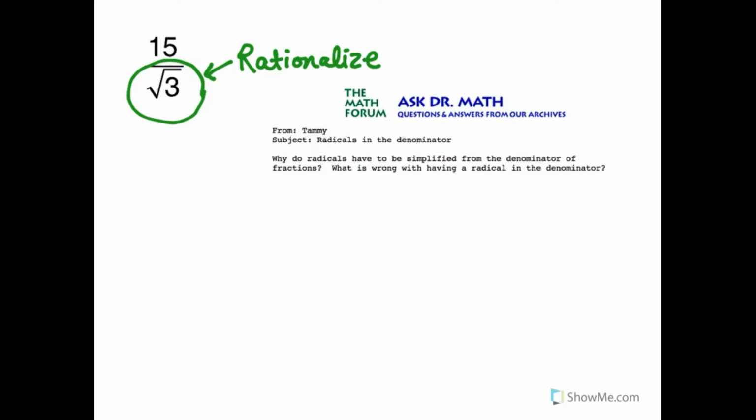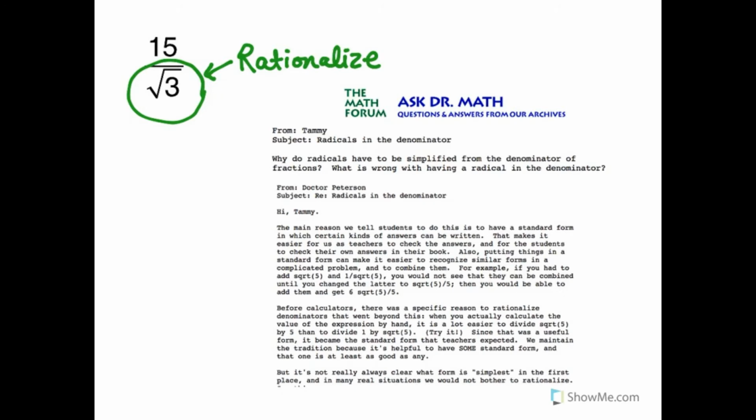Well, Ask Dr. Math is a good place to find out why we do things in math. Here a student has written, what's wrong with having a radical in the denominator? And Dr. Math responds, one reason is to have a standard form. One reason is to help with simplifying. And one reason is old-fashioned. It was easier to divide a rational number into an irrational number by hand than vice versa. So that's a before calculators reason. Well, that's why we rationalize.